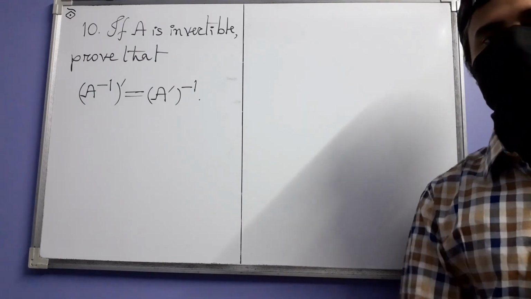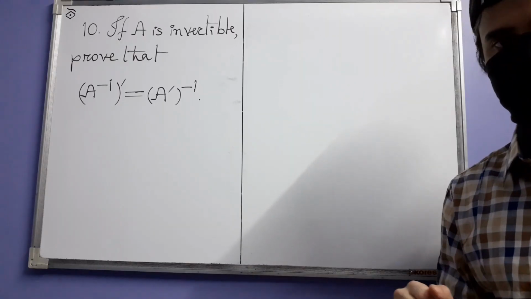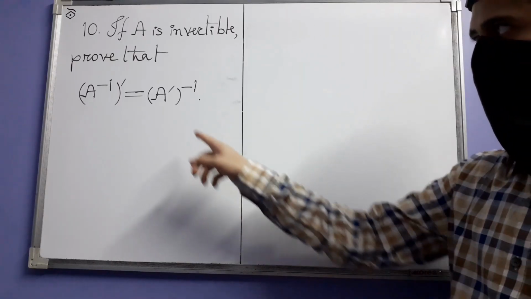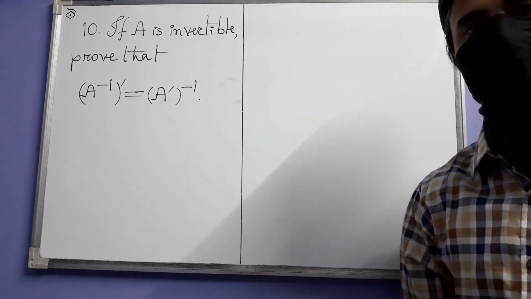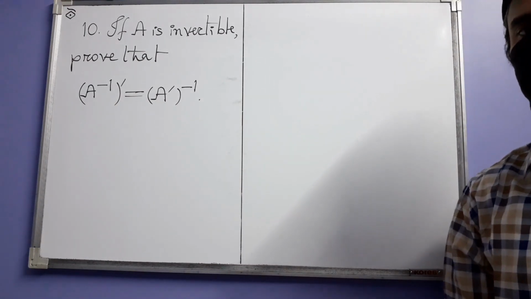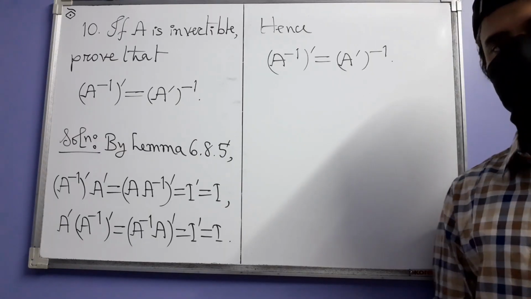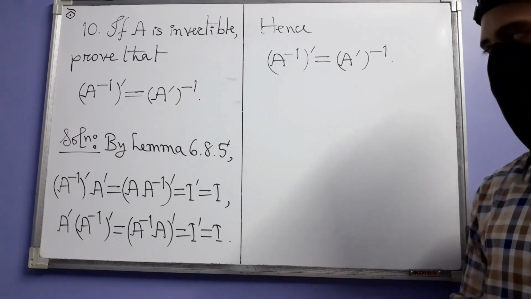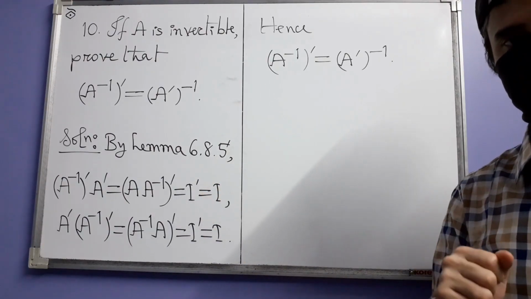Next we have exercise 10. Here A is an invertible matrix. Then we have to prove that the transpose of its inverse is equal to the inverse of its transpose. So let's see the solution. The solution is pretty easy. Here we just use lemma 685, which has properties of transpose.